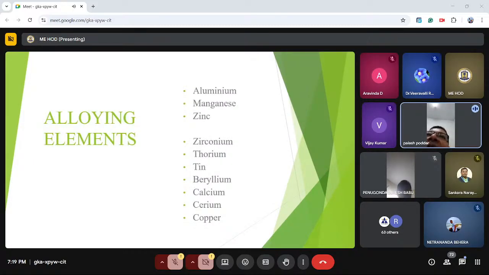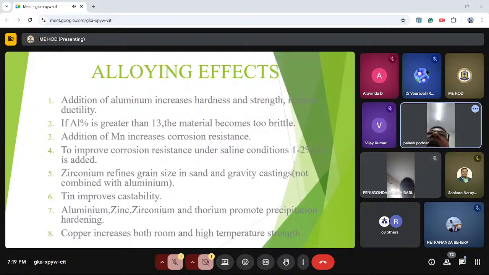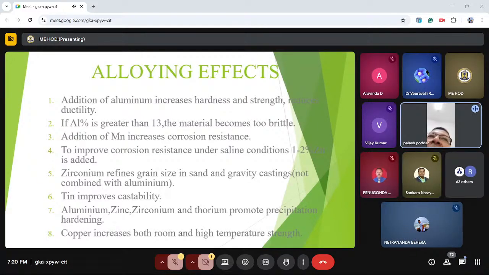Addition of aluminum increases hardness and strength, but it reduces ductility. If aluminum is greater than 13%, the material becomes too brittle, because inside the magnesium-aluminum structure there will be a phase which is very, very brittle. That is called Mg17Al12, which is an intermetallic. It's not an alloy. Probably everybody understands the difference between alloy and intermetallics.